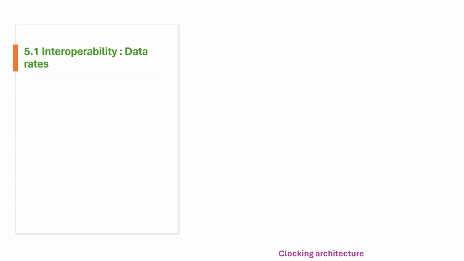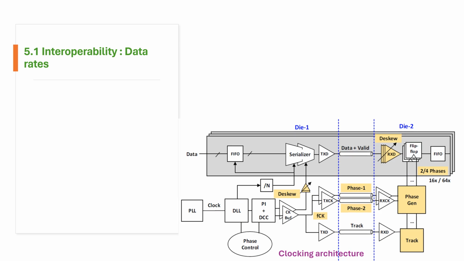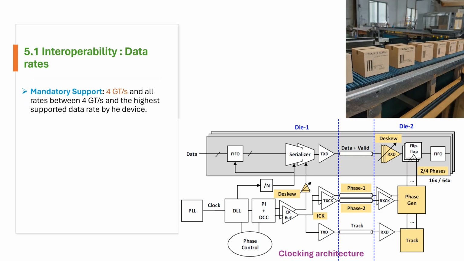Let's look into one more concept, interoperability, because that's very important here. These chiplets can be manufactured by different vendors, different foundries, different technology nodes, so interoperability is an important part. In that, let's look into the first topic, data rates. This is a clocking architecture. Left is die 1, right side is die 2, and we have a couple of signals going from die 1 to die 2.